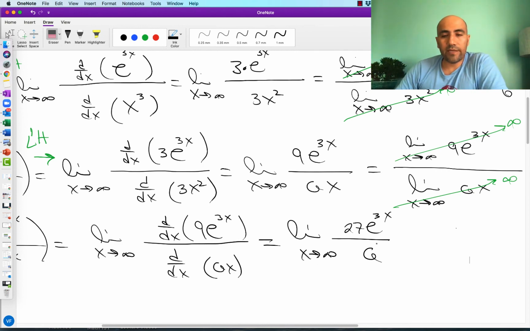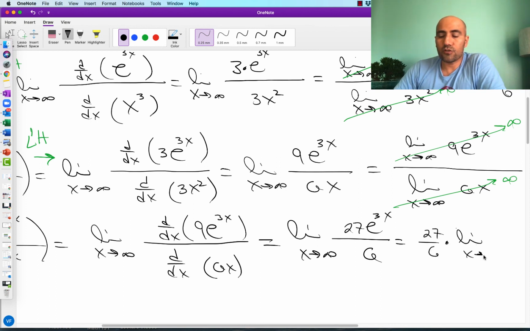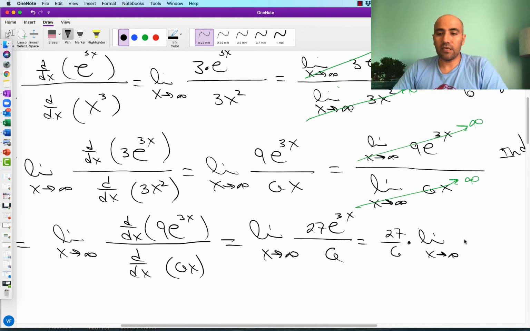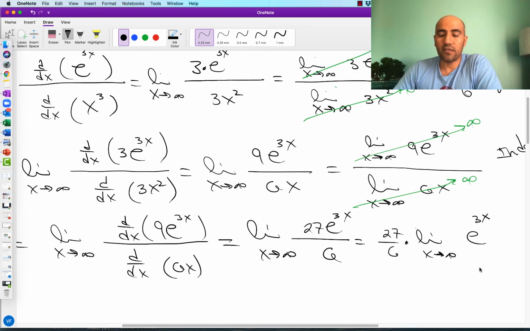Okay, so finally we get to something we can answer. This is equal to 27 over 6, just some number, times the limit as x approaches infinity of e to the 3x. And as we've just established, this grows toward infinity. This is going to grow toward infinity, so the whole thing grows toward infinity.